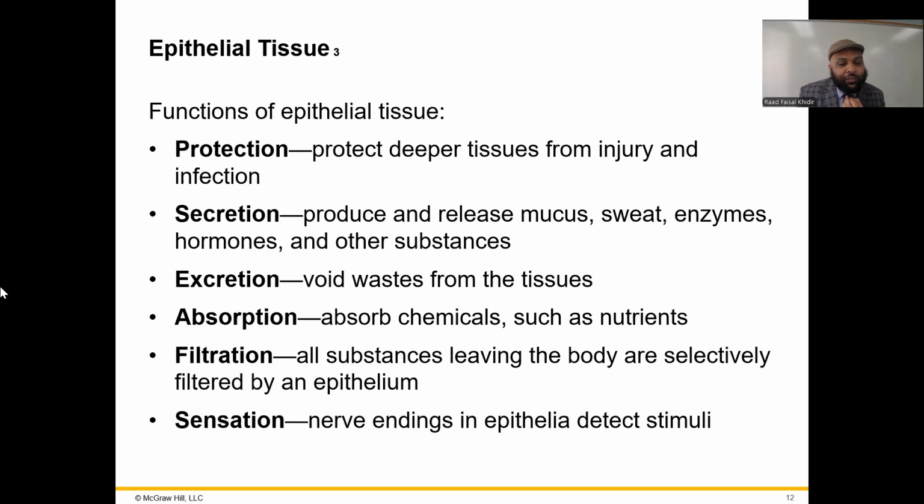The functions of the epithelial tissue. What are the functions of the epithelial tissue? Number one is protection. Epithelial tissues are important because they provide protection. You know, the money is put in a safe. A safe made of iron. You cannot break that. So the epithelial tissue is like a safe that protects the inside of our body.